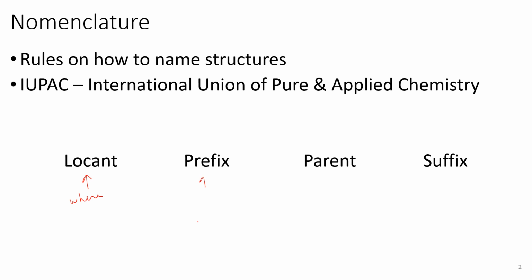The prefix is really going to define what the substituents are, so what branches or what groups are on our molecule itself. The parent is going to define the number of carbon atoms that we have in the longest chain, or what we call the parent chain, the main chain associated with our compound. The suffix is then going to describe for us the functionality. So it's going to be determined by the different types of functionality that we're going to see within our structure.